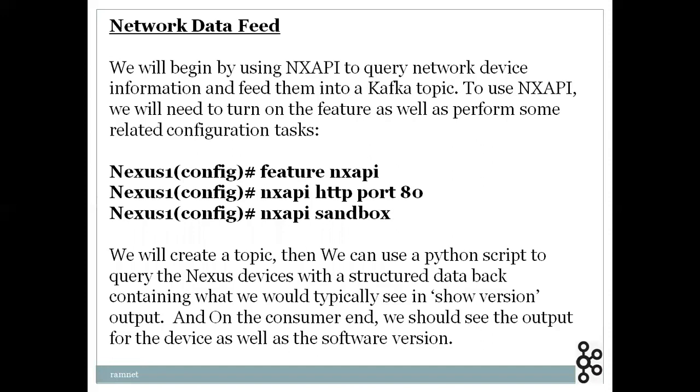So for the network data feed, we will begin by using the NX API to query the network device information and feed it into the Kafka topic. To use the NX API, we will need to turn on the feature as well as perform some related configuration tasks. Feature NX API, NX API HTTP port, NX API Sandbox. These three things need to be activated.